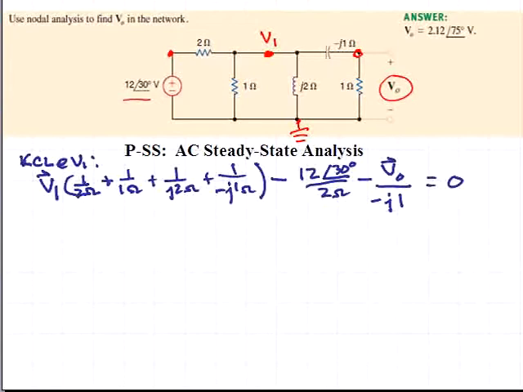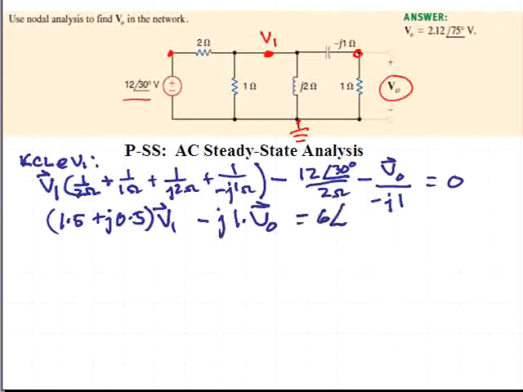Or we can gather terms and say this is 1.5 plus J 0.5 times V1 minus J 1 times VO is equal to 6 at an angle of 30 degrees amperes. So that will be one of our node voltage equations.